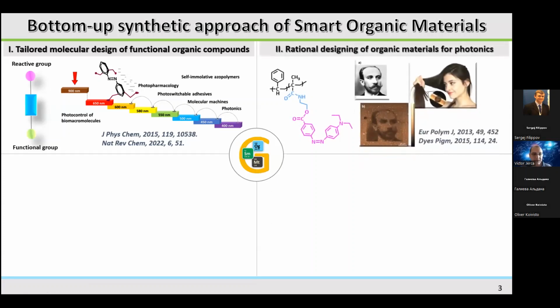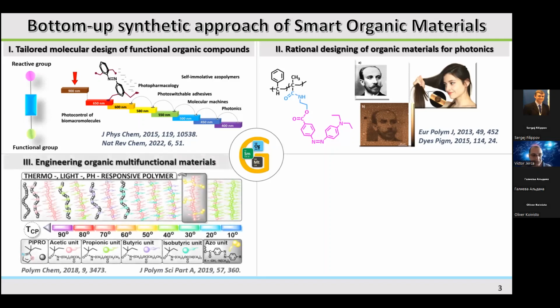Basically, we design and synthesize new organic materials with applications in photonics. We develop special azodyes for materials that show nonlinear optical properties, for obtaining photosynthesis, and for molecular engineering of the second and third order nonlinear properties.